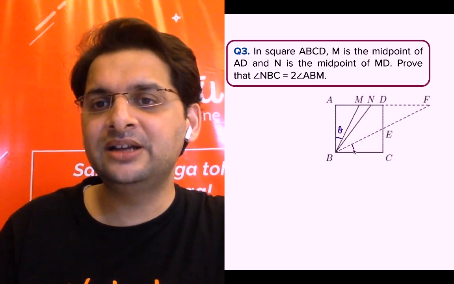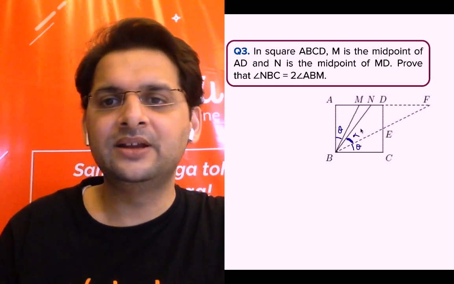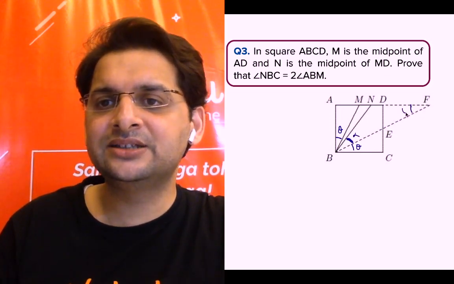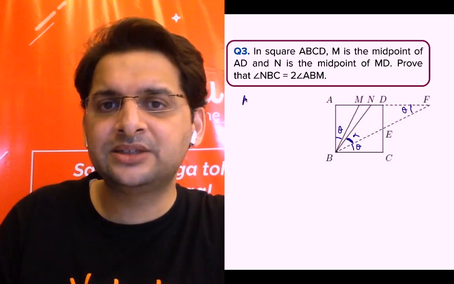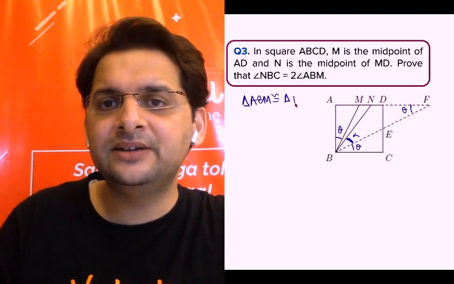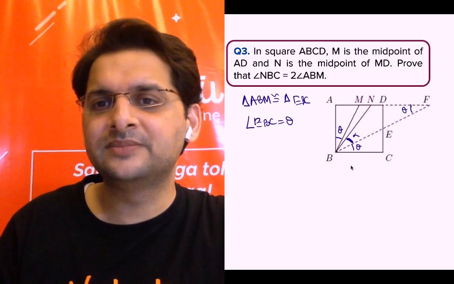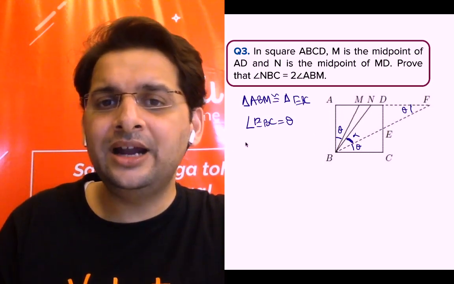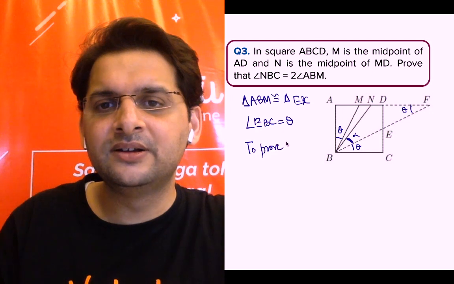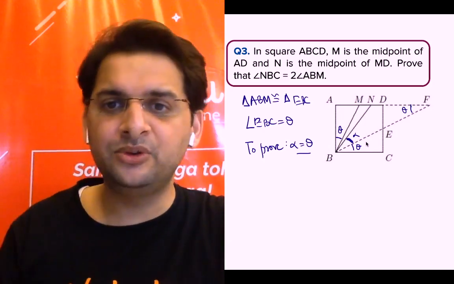So this is theta. So clearly this is theta. And I have to prove that this angle is also theta. Let's say this is alpha. And clearly if this is theta, this is also theta. Right? So what we are claiming is triangle ABM is congruent to triangle EBC. So that means angle EBC is theta. Let's say this angle is alpha. So I need to prove that alpha is equal to theta. So if I prove alpha is equal to theta, the whole angle will be 2 theta, which completes my proof.